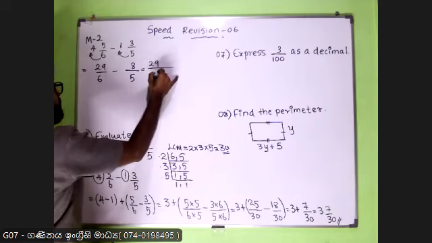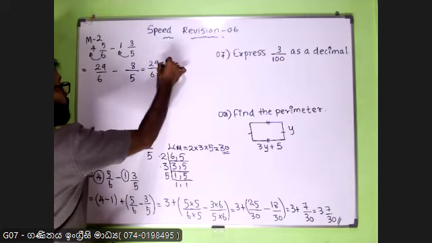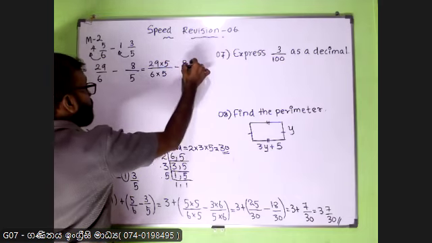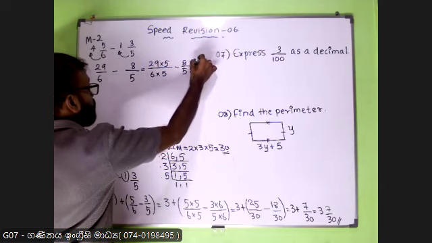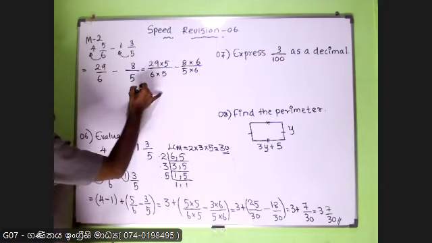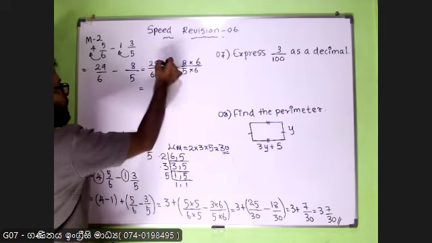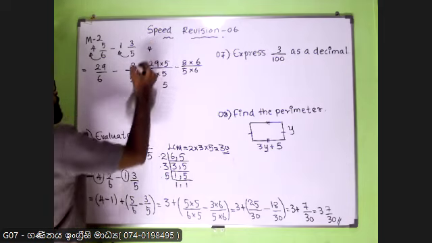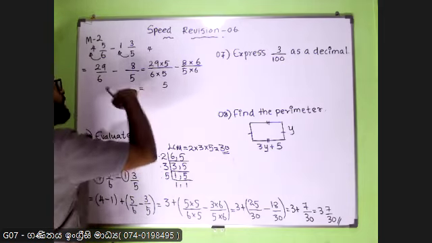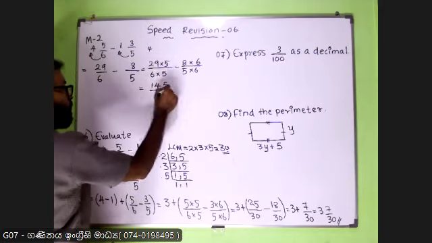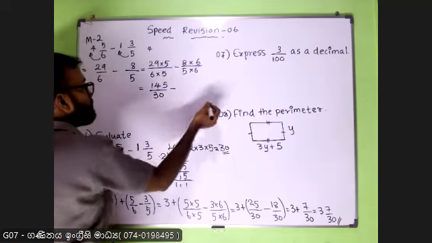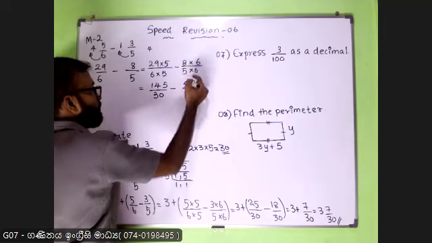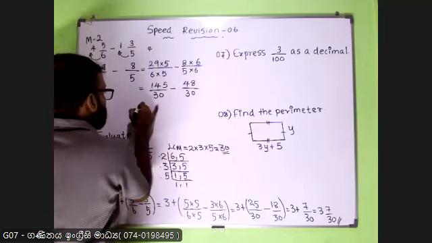29 divided by 6 multiplied by 5, and both numerator and the denominator should be multiplied by 5. For this 8 upon 5, you have to multiply both numerator and denominator by 6. Then 29 times 5. 5 times 9, 45. Remainder is 4. 5 times 2, 10. 10 plus 4, 145. This is 30 minus 8 times 6, 48. 5 times 6, 30.